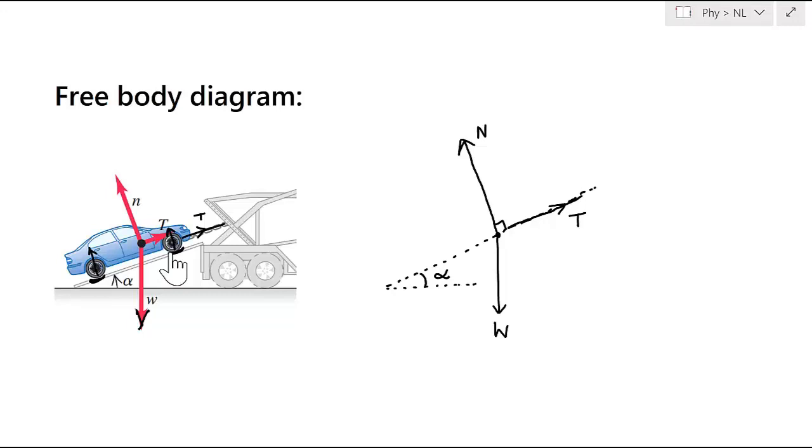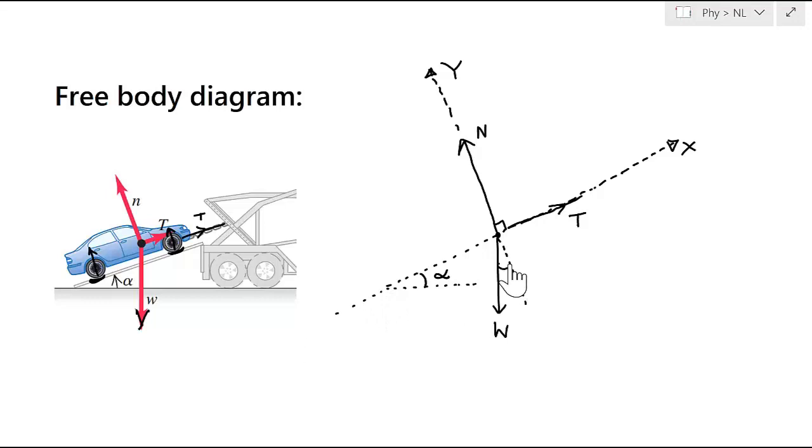You can solve this problem in Cartesian coordinates, that is, a horizontal x-axis and a vertical y-axis. But to simplify the problem, there is another approach. We can take the x-axis parallel to the ramp, that is, parallel to the inclined plane, and the y-axis perpendicular to the ramp. So this is my y-axis and this is my x-axis.